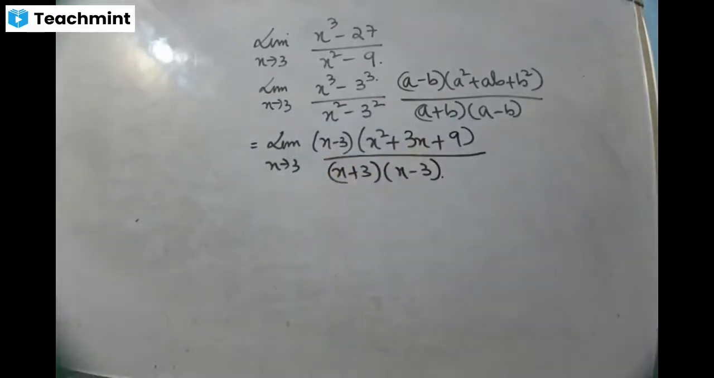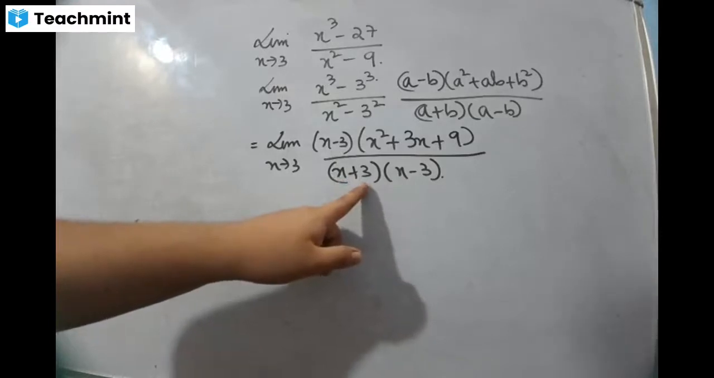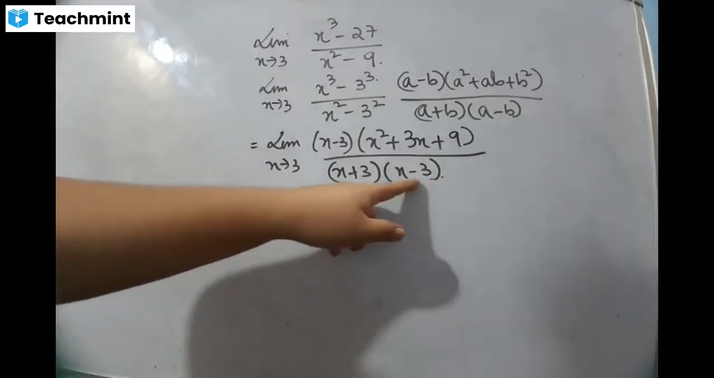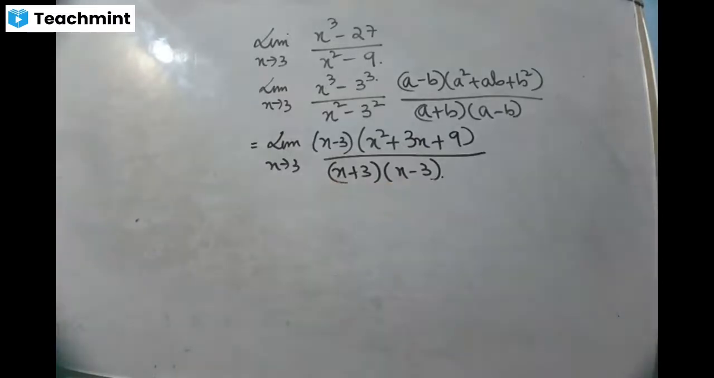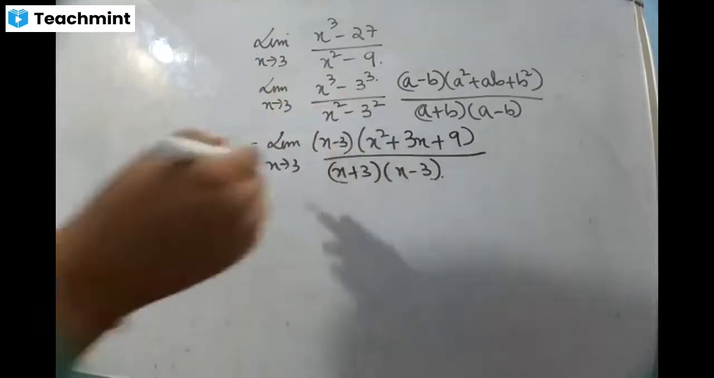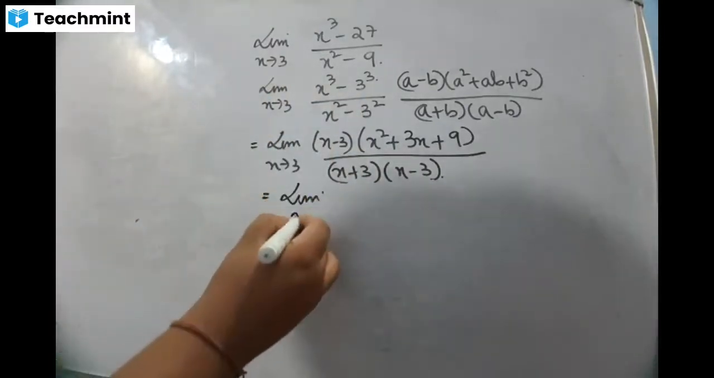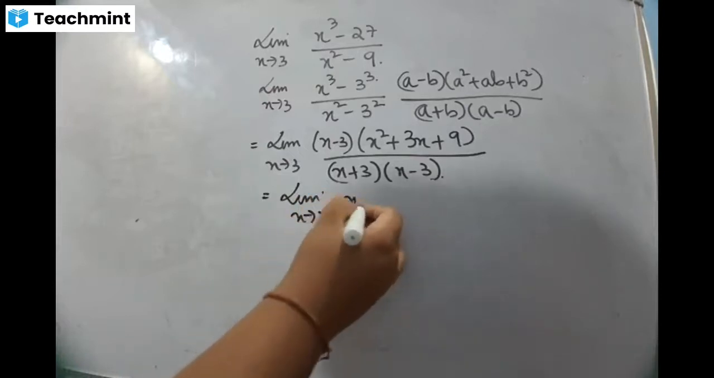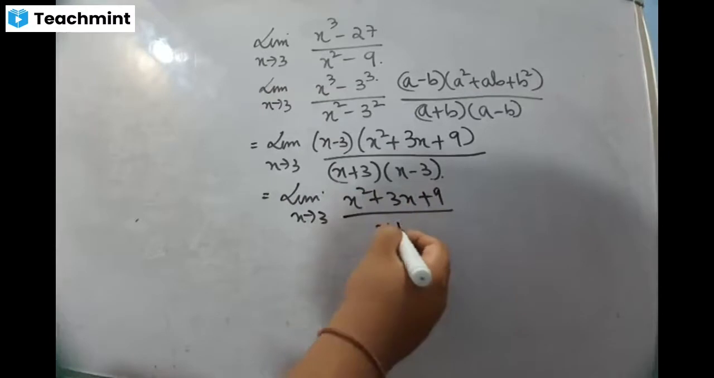So look at the denominator and tell me which factor is making the denominator 0. Obviously this, because when I put 3 here, 3 plus 3 is 6, it's not 0, but 3 minus 3 is 0. So this is the factor which is making the denominator 0, and fortunately we got the same term in the numerator, so that cancels out, isn't it? When that cancels out, you are left with x square plus 3x plus 9 divided by x plus 3.